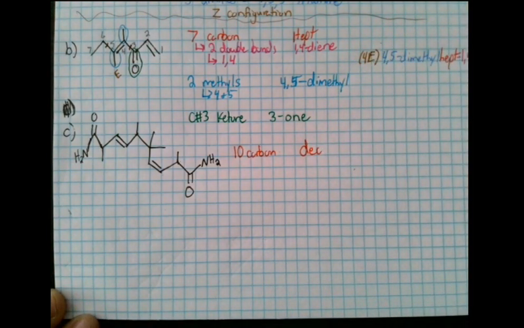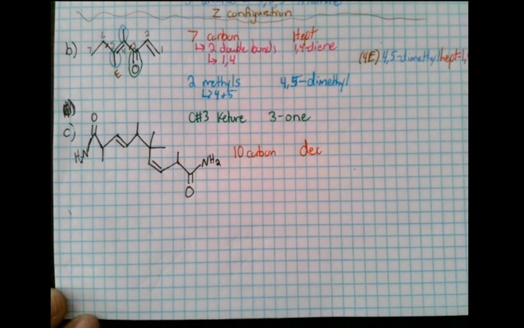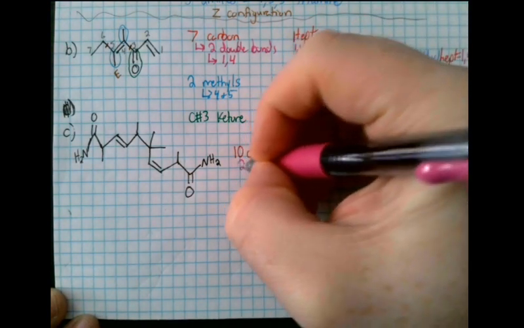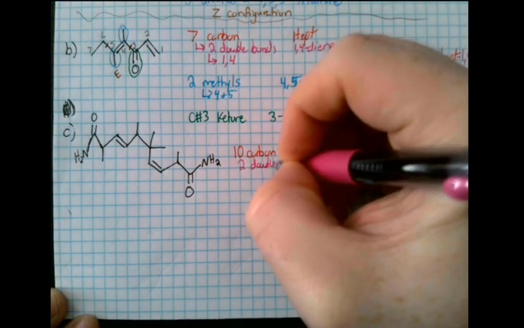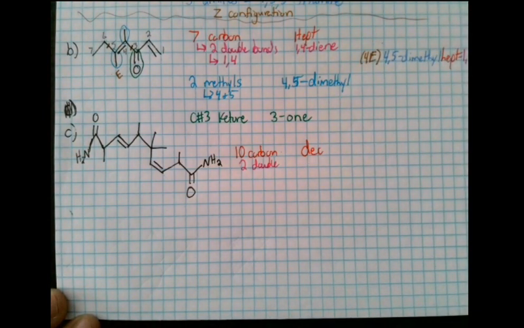But we've got double bonds. We have 2 double bonds that are showing up in here. So it'll be deca, 2 double. So now we need to get our actual numbers for this though.